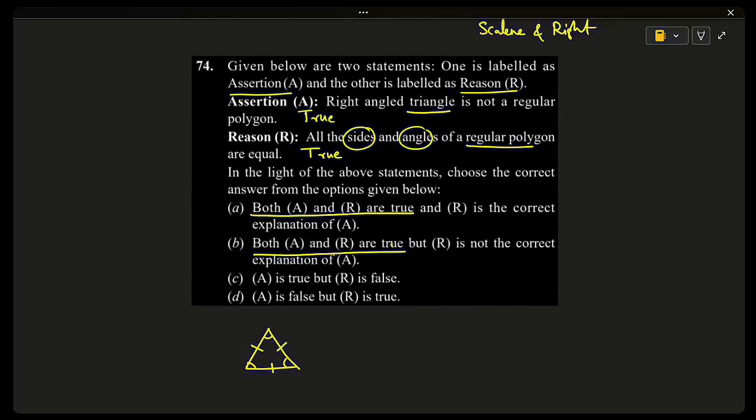Till here, options A and B are both saying correct. So definitely C is wrong and D is wrong. Why? Because C is saying R is false and D is saying A is false. Because of that, both of them are wrong.